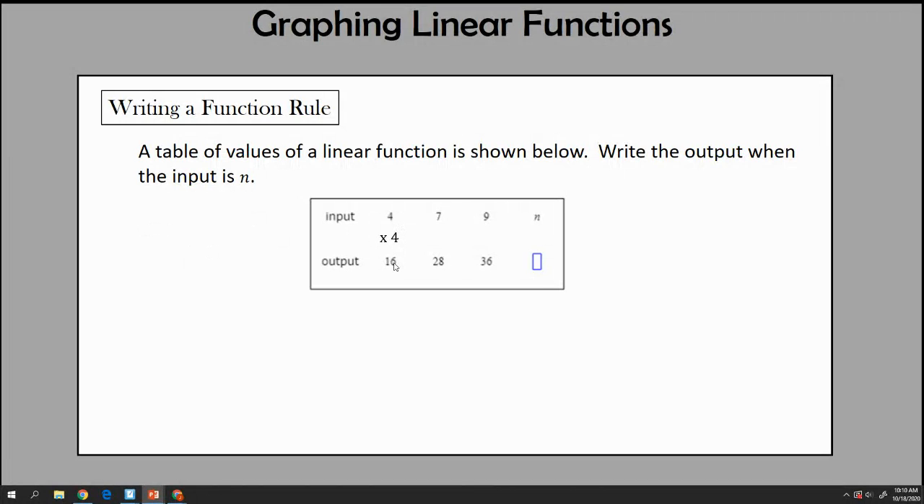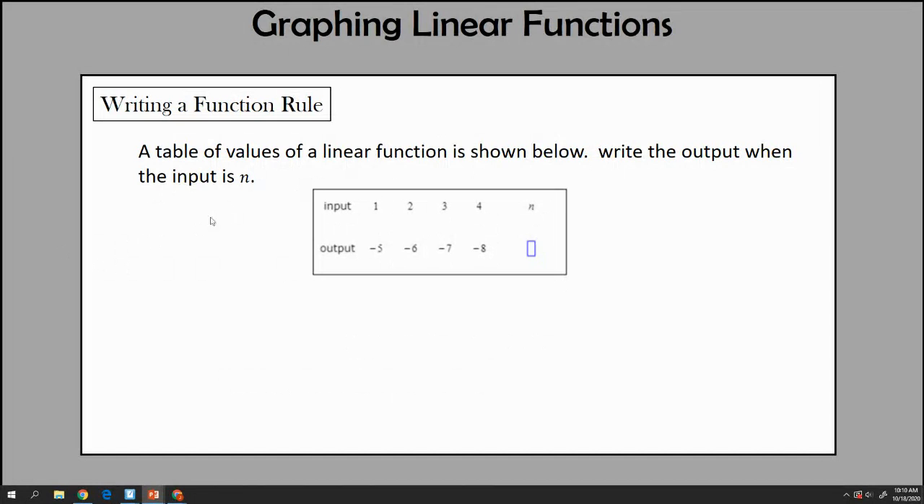4 times 4 is 16. 7 times 4 is 28. 9 times 4 is 36. So the function rule here is pretty obvious. We're going to take every input value and multiply it by 4, and that's going to represent the output. So if I had an input of n, the output would be 4 times n. Whatever that number is, I'm going to multiply by 4, and that's the output. Okay? You can be multiplying by a positive number, it could be multiplying by a negative number, subtracting, adding. Those are simple one-step type questions. So you're asked to generate that rule there.